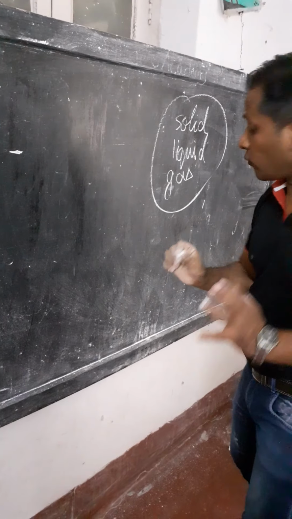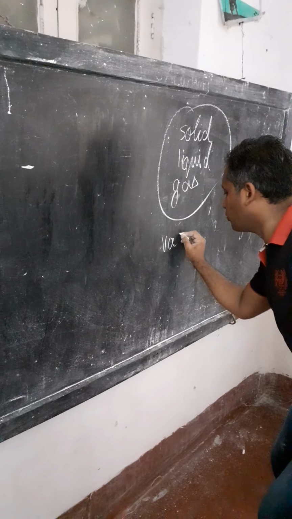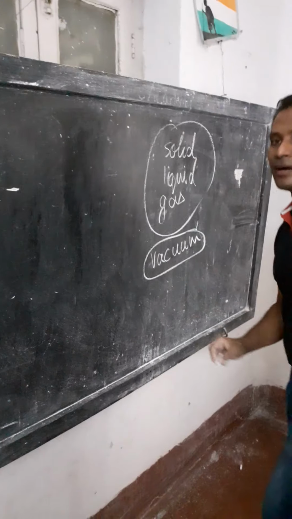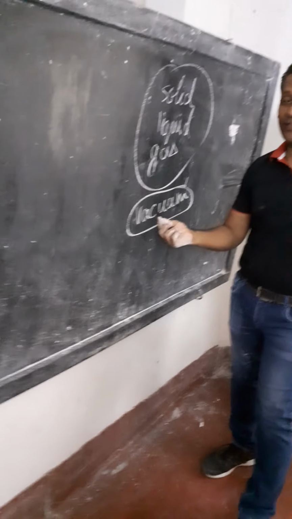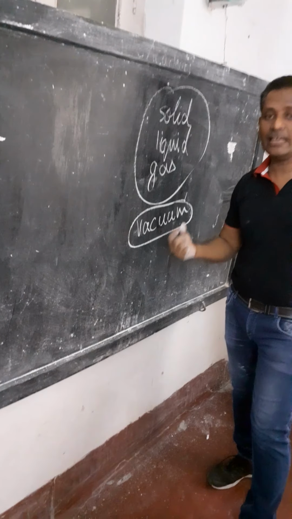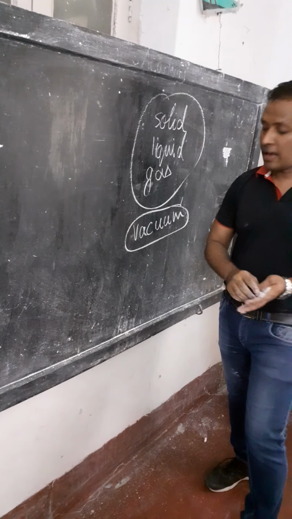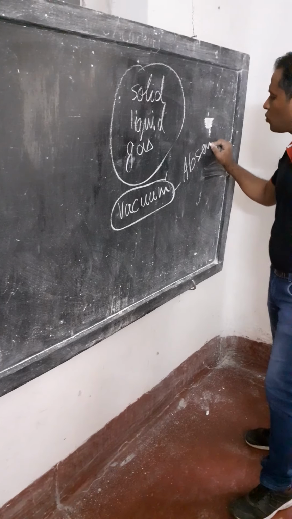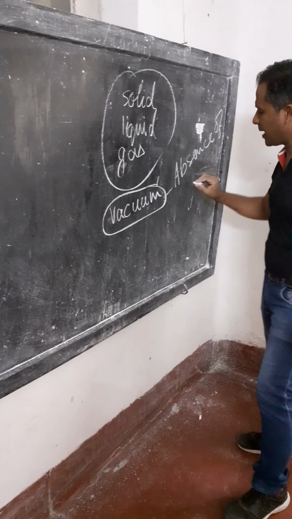And the absence of matter is called vacuum. V-A-C-U-U-M. Remember, many of you write the spelling as V-A-C-C-U-M. It is V-A-C-U-U-M. Vacuum. Vacuum means absence of matter.